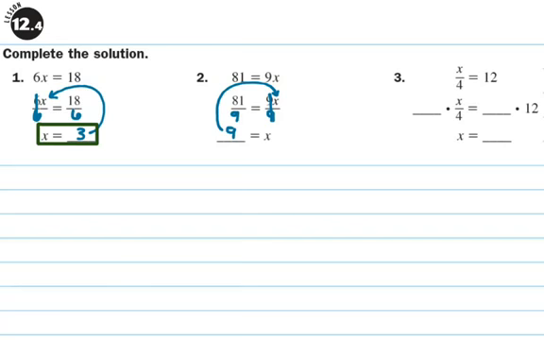This next one is a division equation. And so since we're dividing by 4, we're going to do its opposite, which is multiplying by 4. Well, when we multiply by 4, the 4's cancel out on the one side, and that leaves us with x on that side.